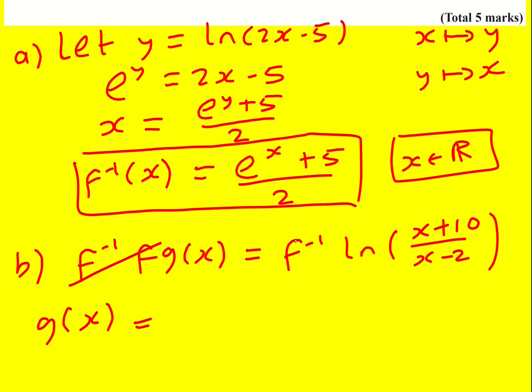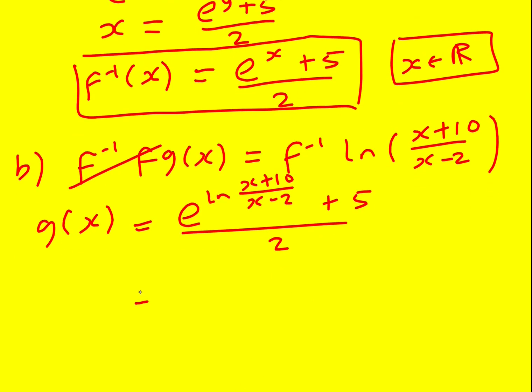I have the inverse function of x right above. So all I need to do is replace all my x's by (x + 10)/(x − 2). It's going to be (e to the ln((x + 10)/(x − 2)) plus 5) over 2. Obviously, I just need to simplify this. So the e and the ln cancel. I've got ((x + 10)/(x − 2) + 5) over 2.